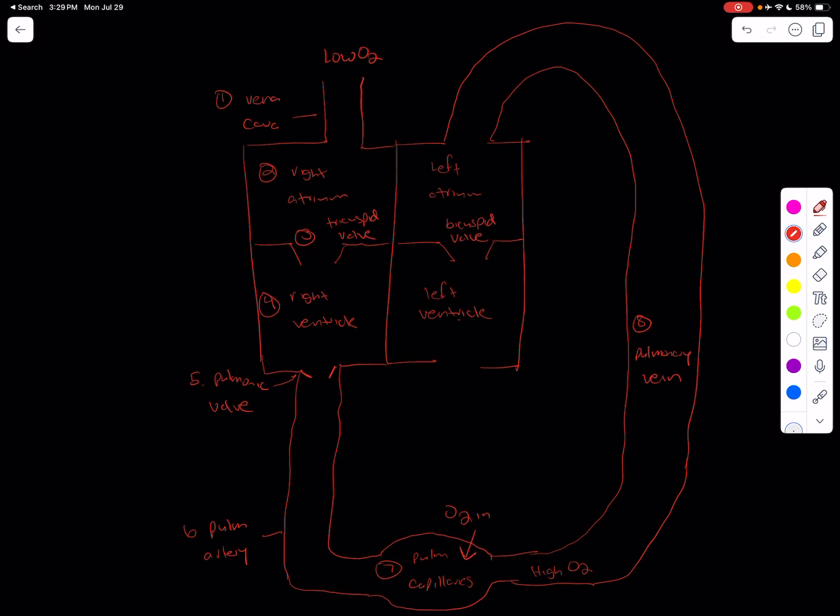Okay, and so now we've got lots of oxygen. That blood goes from the pulmonary vein into the left atrium. I want you to notice that in our atria here, there's no valve. Okay, so blood's constantly going into the atria.